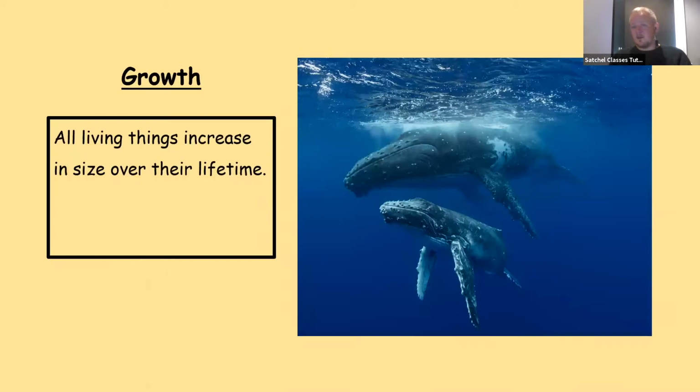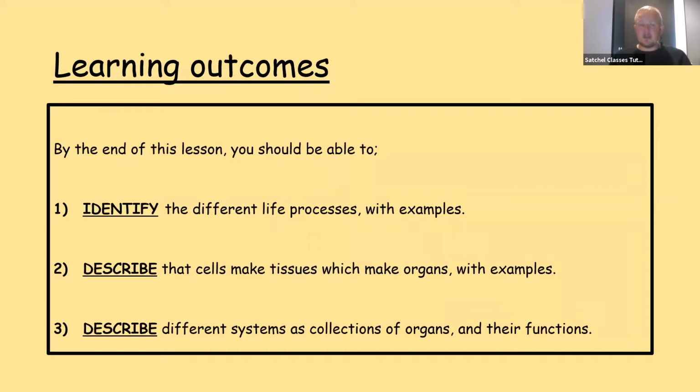Growth. This is a picture of a blue whale. All living things increase in size over their lifetime. You can see the smaller whale underneath, the bigger whale on top. That's actually a mother whale and a calf, and that will grow eventually to be bigger than the mother. We say that these organisms can grow. So they're the different life processes which you should be able to identify with some examples of each.